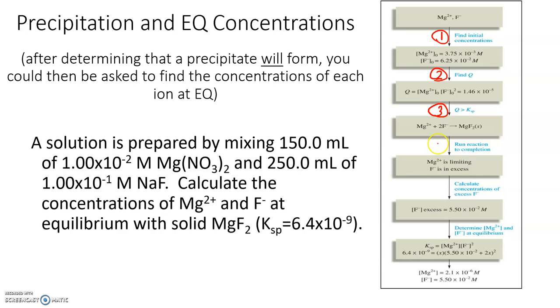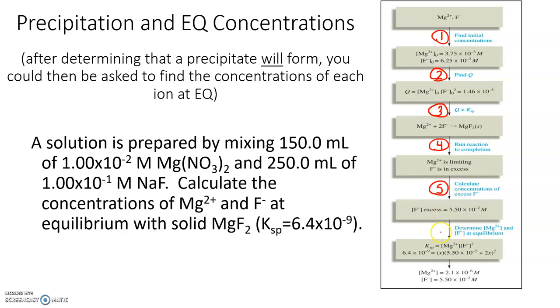And then after step 3 is where I'm going to add something new. So step 4, we're going to run the reaction to completion. So we're going to figure out what our limiting reactant is and what our excess reactant is. And I'll show you how to do that. You'll see in my calculations that we're going to determine, based on the information in the question, that magnesium is limiting and fluoride is in excess. And so we're going to step 5, calculate the concentrations of the excess fluoride ions.